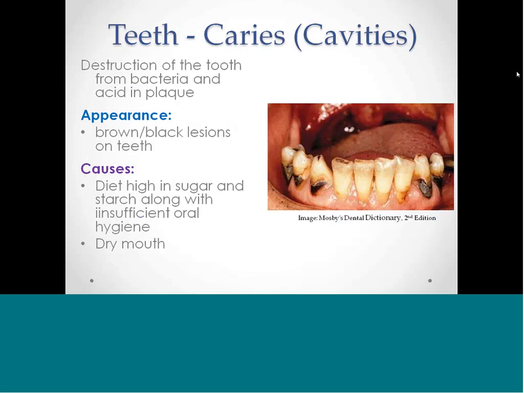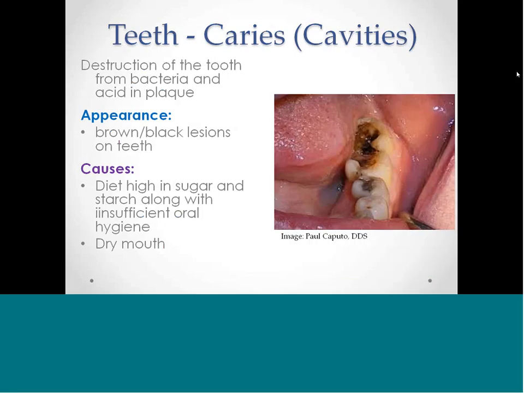A common area for decay in seniors is near the gum line. When the gums recede or shrink, the roots are exposed. The roots of the teeth are not protected by enamel, which makes them more prone to decay. Some contributing factors of caries include a diet high in sugar and starch, poor oral hygiene, and dry mouth.